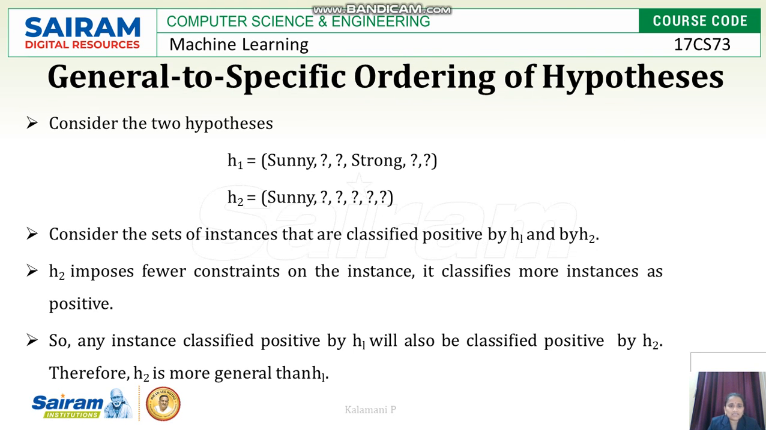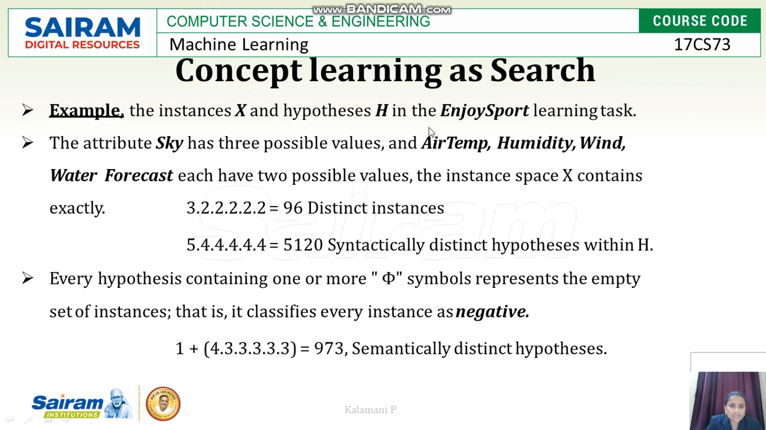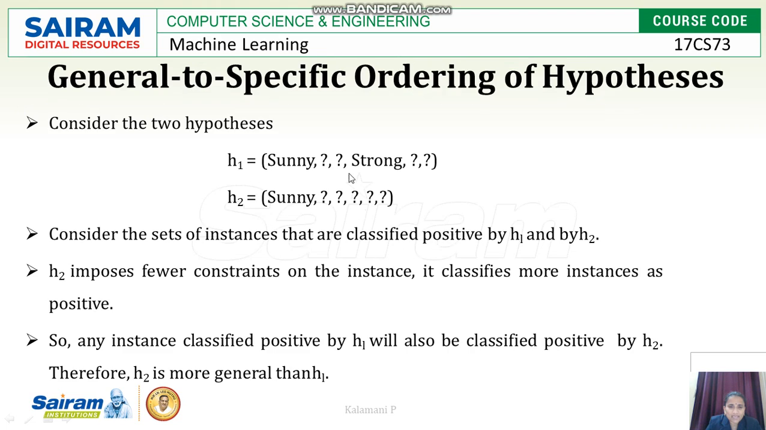Next, consider two hypotheses, the first one and the second one. In the first hypothesis, H1, the sky is sunny and the wind is strong, and the other attributes can take any values. Then H2 equals sunny, with the rest as the question mark, so any value.